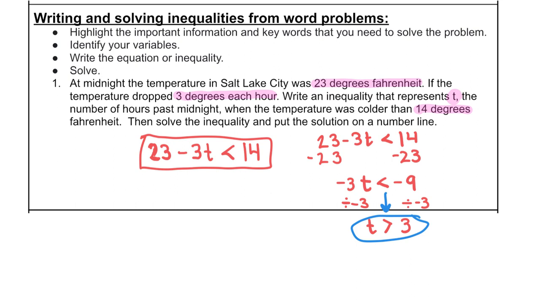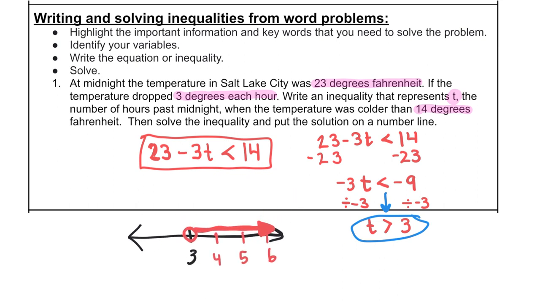On a number line, that would look like, here is 3. It's an open circle because we're not equal to 3, and where the value is greater than 3. So that means at 4, 5, and 6 hours after midnight, we are less than 14 degrees. And any time in between.